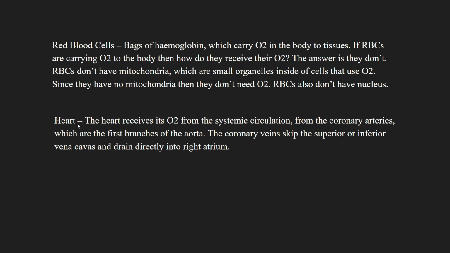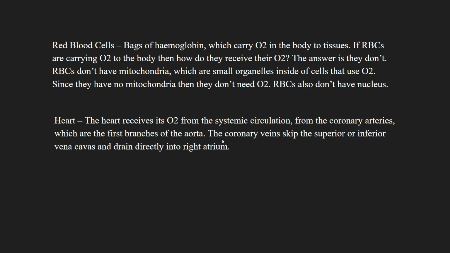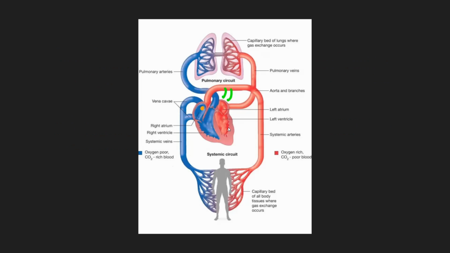Now, what about the heart? How does the heart receive its oxygen if it's pumping out all of this oxygenated blood? And the answer is the heart receives its oxygen from the systemic circulation from two coronary arteries, which are the first branches off of the aorta. All right, so I've drawn out these green lines, which represent our coronary arteries, and these arteries actually take oxygenated blood back to the heart to supply it. And the heart, interestingly enough, also has coronary veins to dump off the deoxygenated blood back into the heart. And these coronary veins actually skip the superior and inferior vena cavas, and they drain directly into the right atrium. So we're going to have these coronary veins that dump back into the right atrium over here in a spot. And I've just drawn out a spot right here to better help us see it.